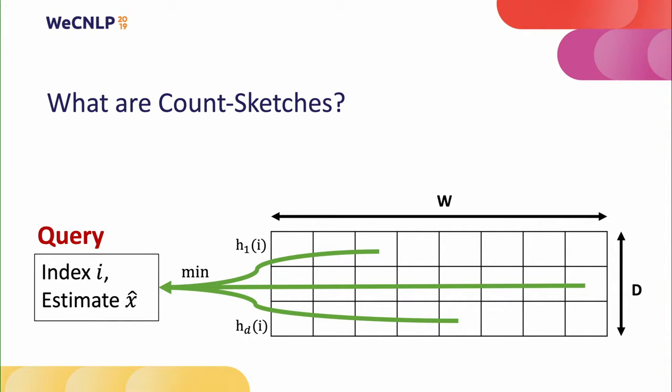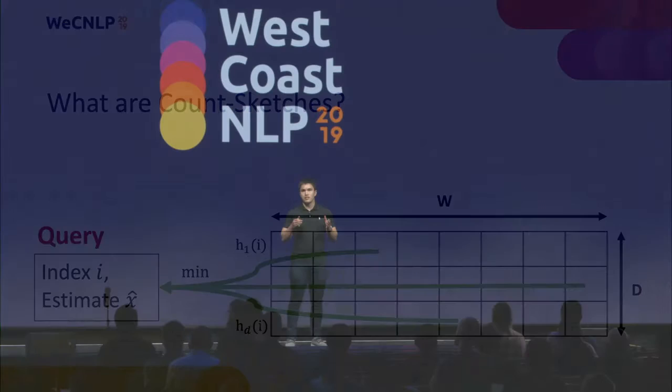Now, the second operation is, after we've added all of our information into our sketch, we then need to query this data structure for our approximation. So for a given element, we look up its corresponding parameters in the count sketch and return their minimum value. And remember, we're assuming that all of the elements that we're inserting have non-negative values.